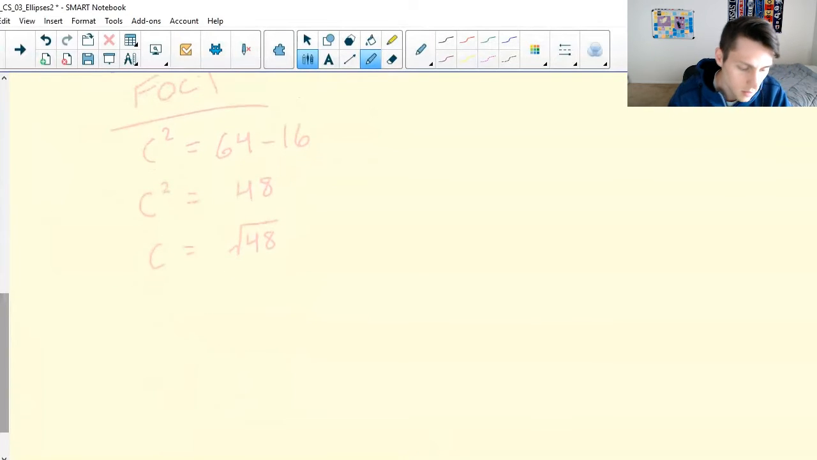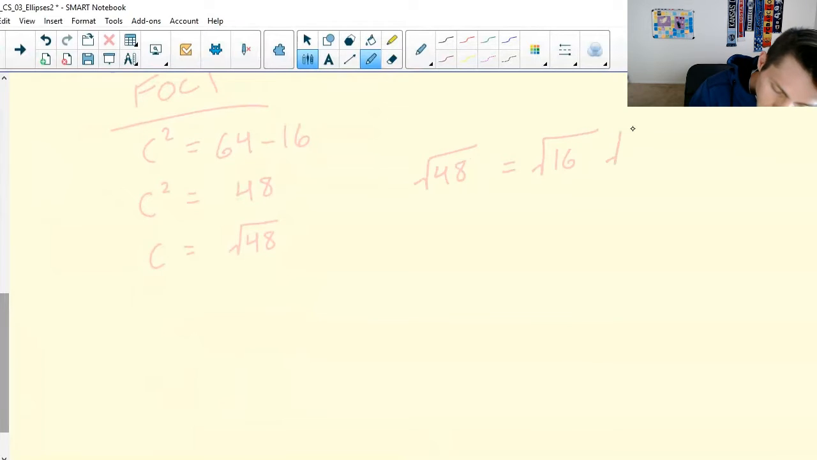So 48, what is it? That'd be 16 times 3, right? Doesn't that work? Yeah, so the square root of 48 I can think of as the square root of 16 times the square root of 3. So that's 4 root 3.